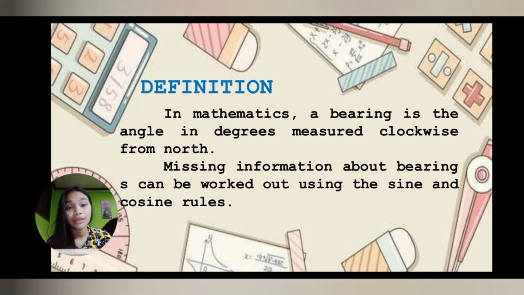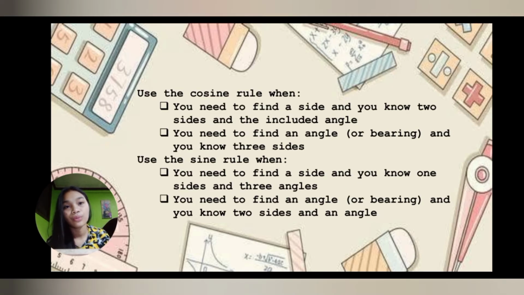Missing information about bearings can be worked out using the sine and cosine rules. We can use the cosine rule when we need to find a side and we know two sides and the included angle, or when we need to find an angle or bearing and we know three sides. On the other hand, we use the sine rule when we need to find a side and we know one side and two angles, or when we need to find an angle or bearing and we know two sides and an angle.